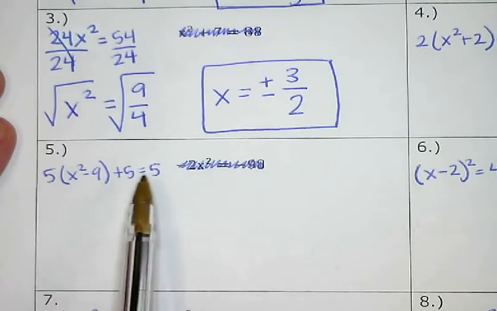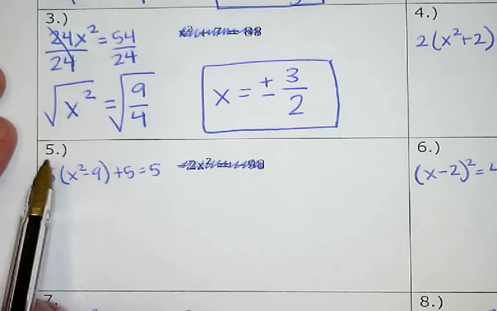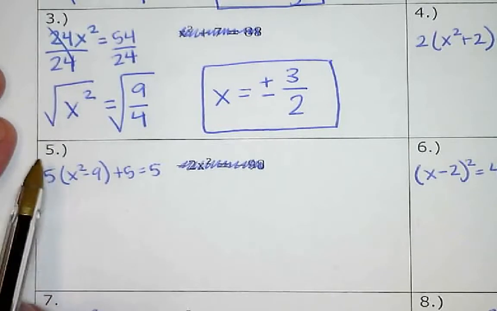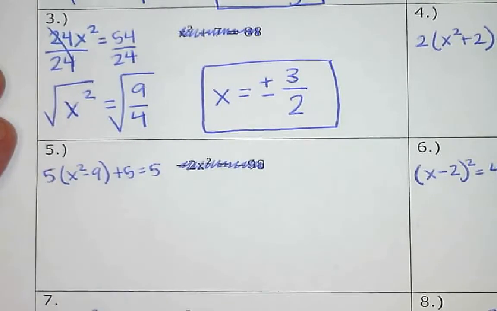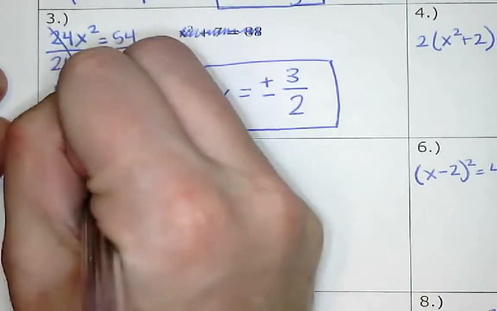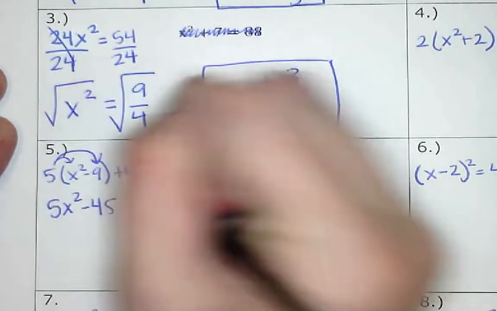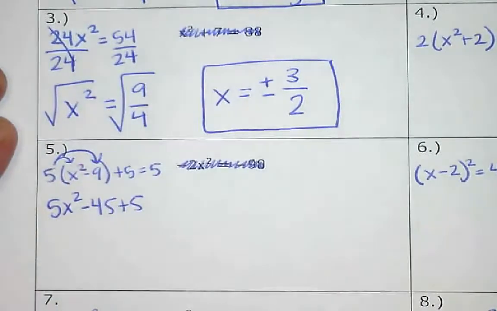No, it does not. So we can do this a few different ways, guys. If we want to isolate our x squared, we can distribute and simplify. Let's distribute. So that's going to be 5 times x squared is 5x squared. 5 times negative 9 is negative 45. Plus 5 is equal to 5.